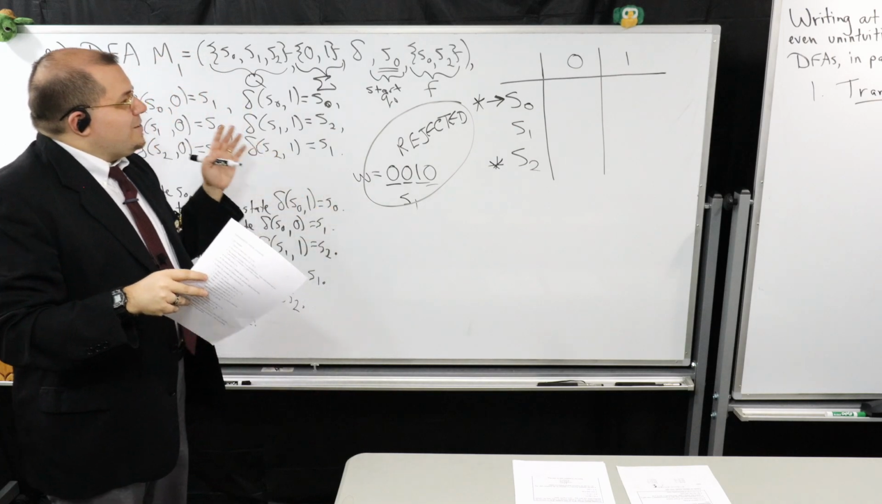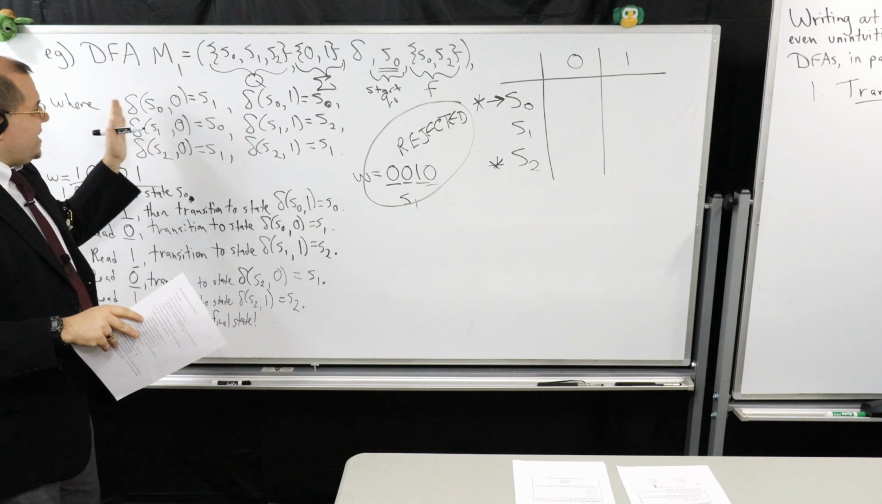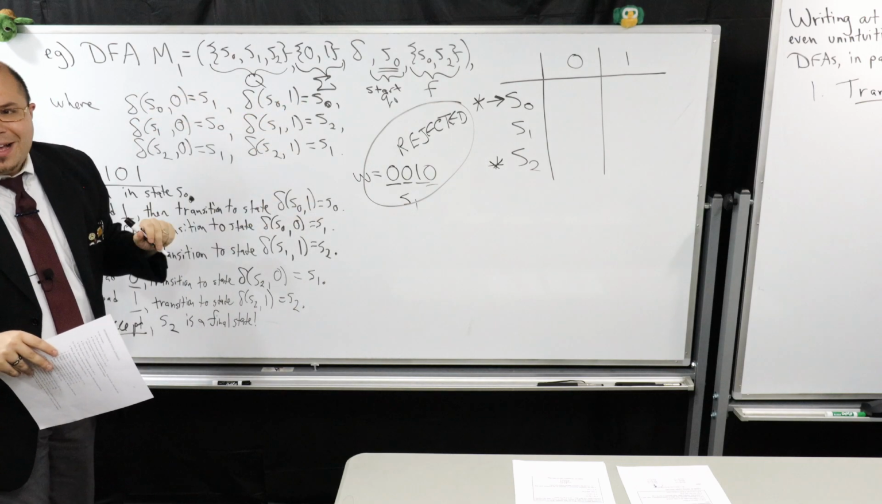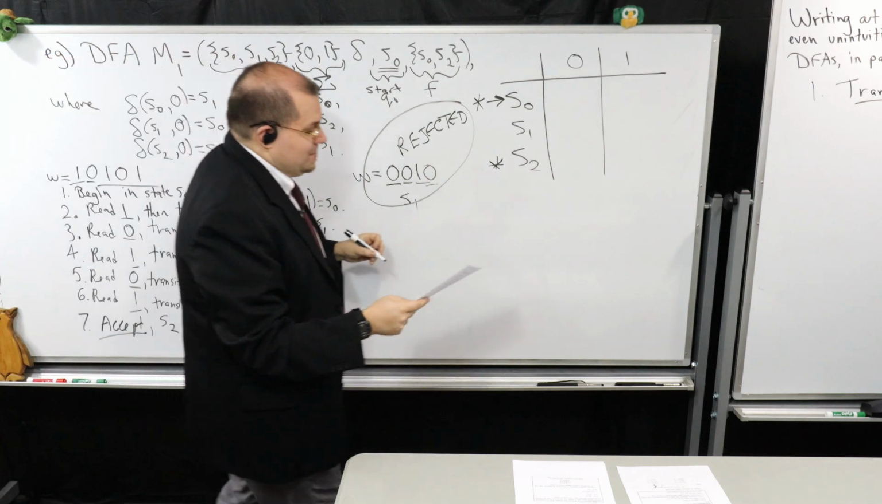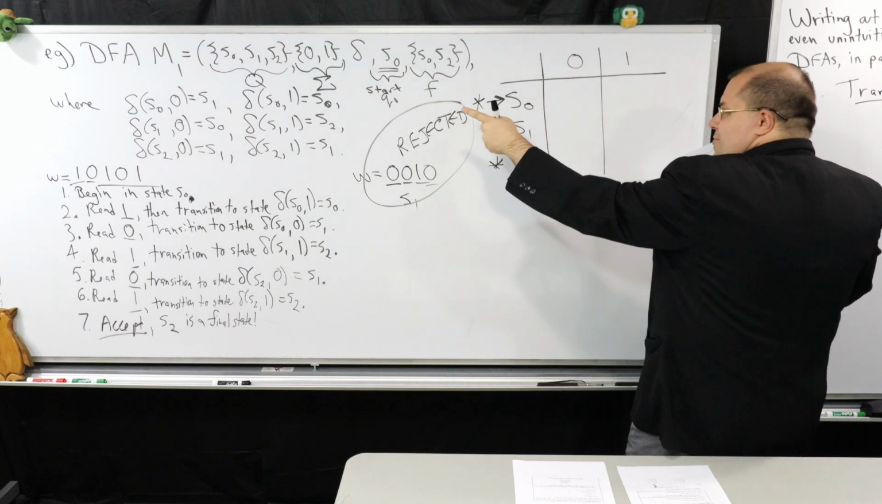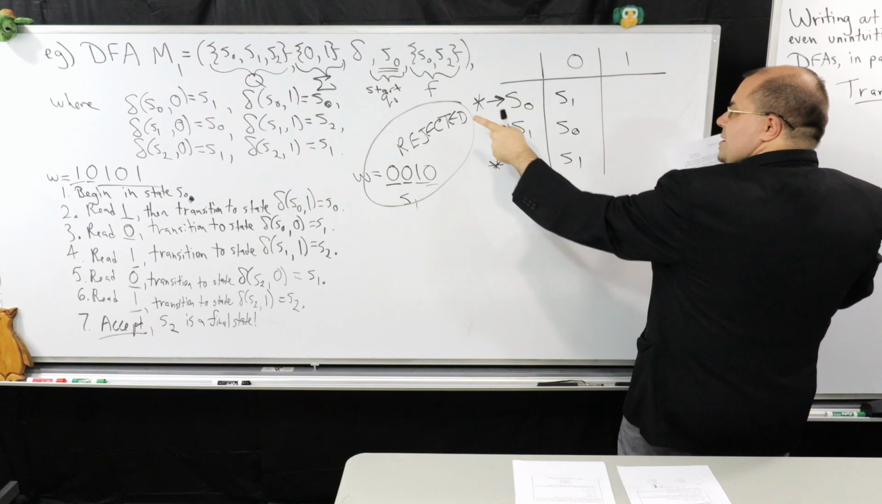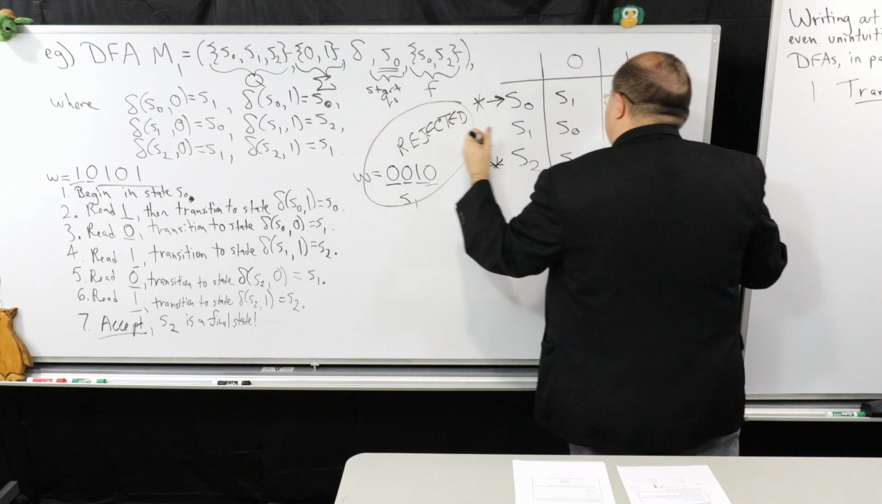And now, here's the great part. Everything I've just described here, I only care about these entries, all right? I'm just going to fill those into the table. So I'm just going to read them off. So I got S1, S0, S1. I got S0, S2, and S1, right?